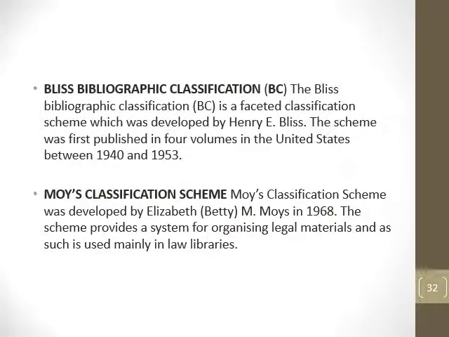We have also the Bliss Bibliographic Classification scheme. It is a faceted scheme which was developed by Henry E. Bliss. The scheme was first published in 4 volumes in the United States between 1940 and 1953. Then we have the Moys classification scheme, which is a specific classification scheme developed by Elizabeth M. Moys in 1968. The scheme provides a system for organizing only legal materials. As such, it is mainly used in law libraries.